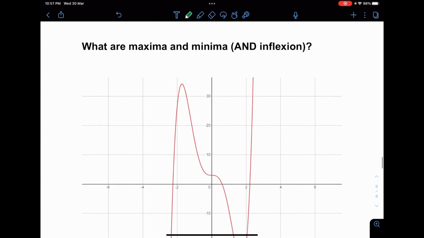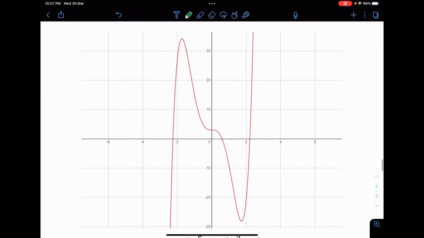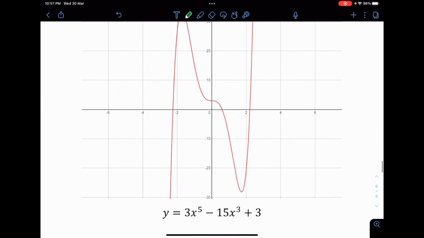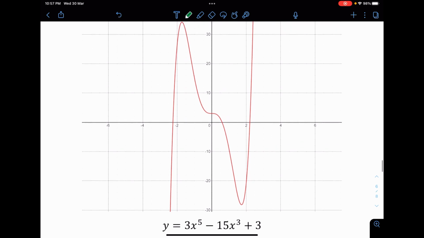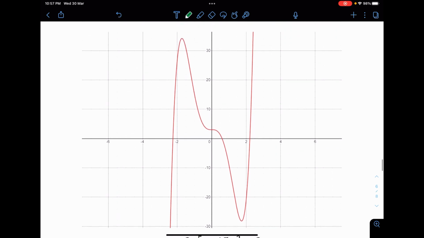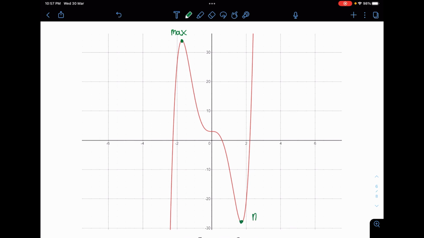Alright, let's continue on to maxima and minima now. Actually there is also inflection, so I'll call it maxima, minima, and inflection. Let's take a look at this graph. This is just a graph y equals 3x^5 minus 15x^3 plus 3. But in this graph, I actually spot three different interesting points. This point, which is what we call a maximum. This point, which is what we call a minimum. And one more thing, over here, we call this an inflection.